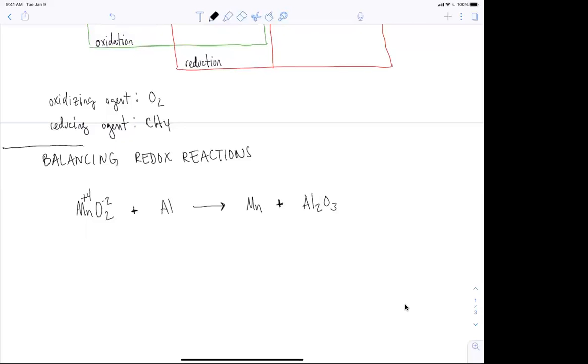Aluminum is by itself. And you see that the way I've written it, there's just nothing written on it. And same is true for manganese. So both of these have an oxidation state of 0, which I'm going to write in.